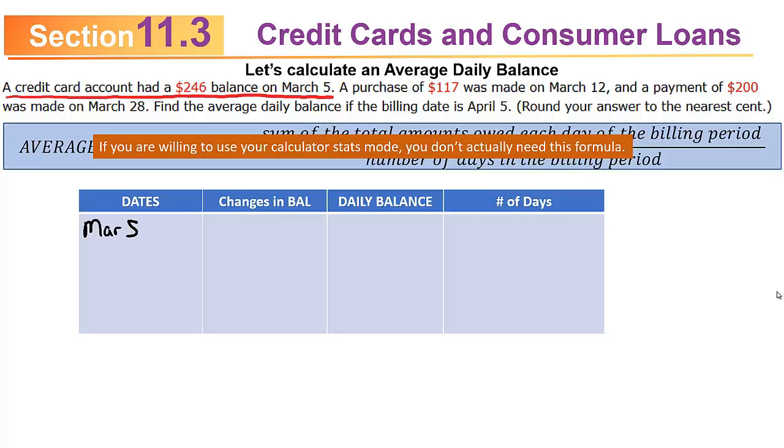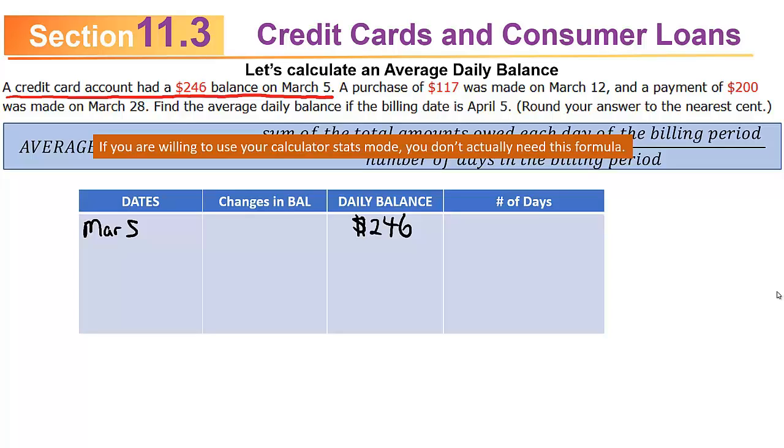First of all, go back and read the problem and find the earliest date that something happened. What you see is that March the 5th was the first date that anything happened, and the credit card balance was $246. So the daily balance on March the 5th was $246. That's your starting point. Now you move on.